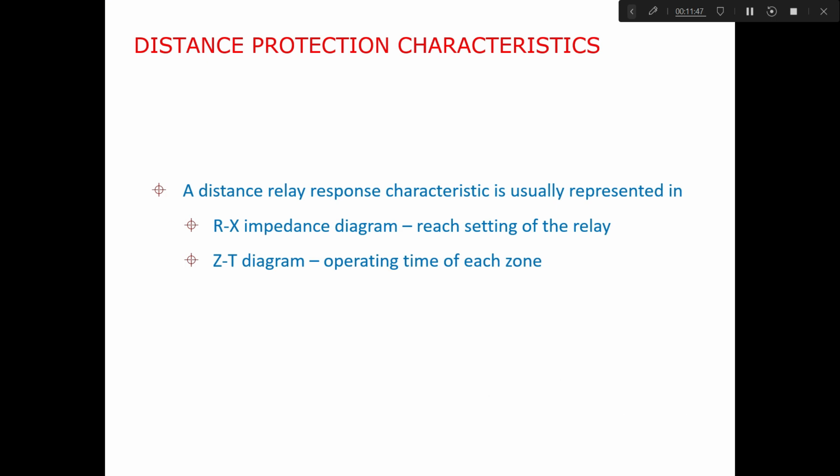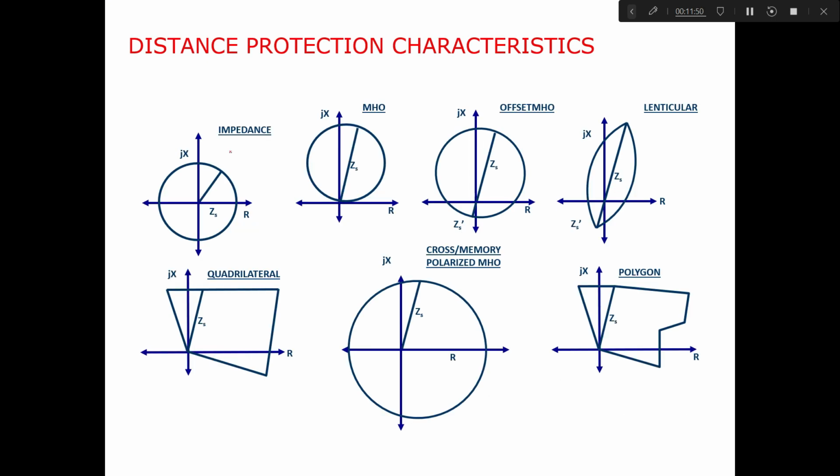So in distance protection, there are basically multiple characteristics. First of all, this is a simple impedance characteristic in which a circle is drawn with the radius equal to ZL by 2, and this characteristic is very simple. Any fault inside this characteristic, the relay will operate. Any fault outside this characteristic, relay will not operate. But the limitation is that this characteristic is non-directional, so it cannot detect whether the fault is in the forward direction or in the reverse direction. It is directly going to issue a trip command whenever the fault impedance locus falls inside this characteristic.